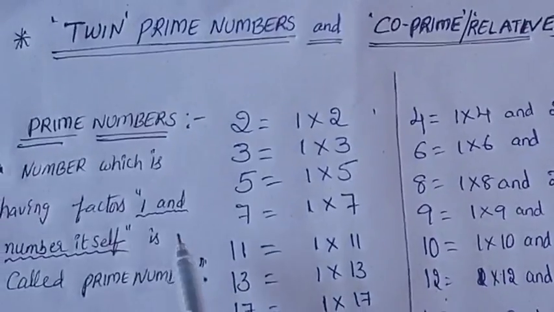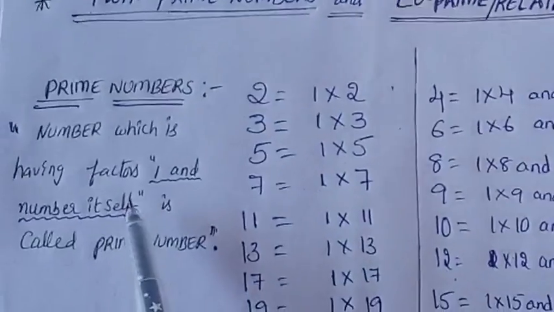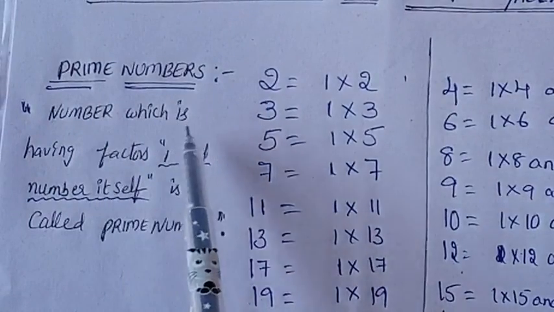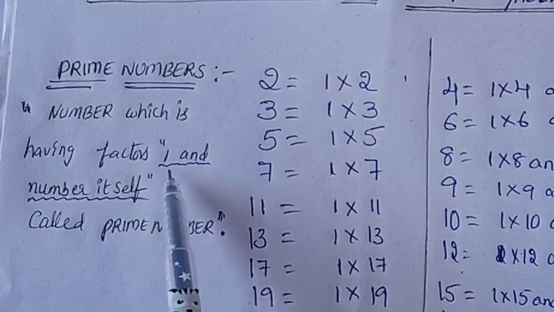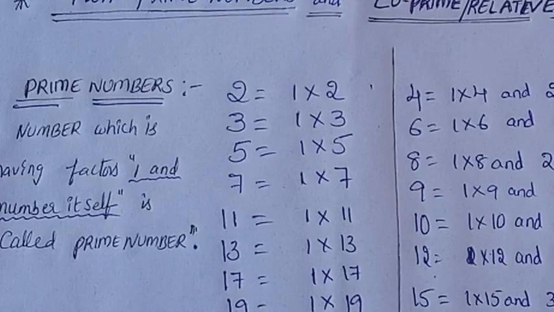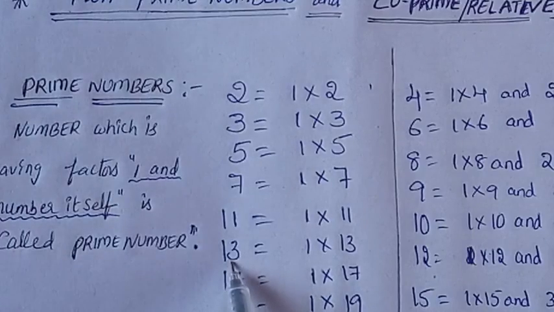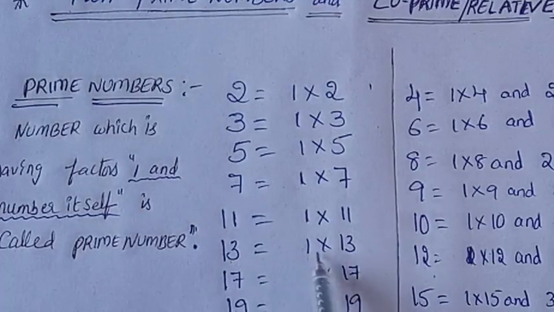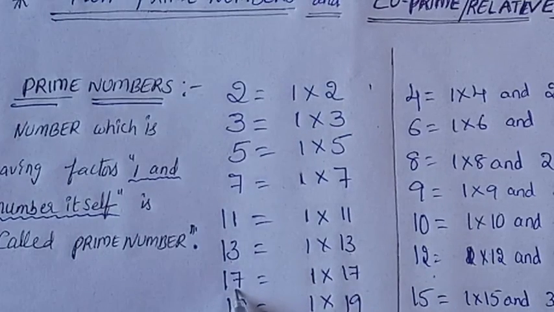So now go for the definition. Any number which has factors 1 and itself is called a prime number. I think you got the definition of a prime number. Simple: a number which has only 2 factors is a prime number. Only 2 factors means what are those 2? 1 and that same number. Example, you see 13 here. 13 has only 2 factors, 1 and 13 itself. 17 also has only 2 factors, 1 and 17.